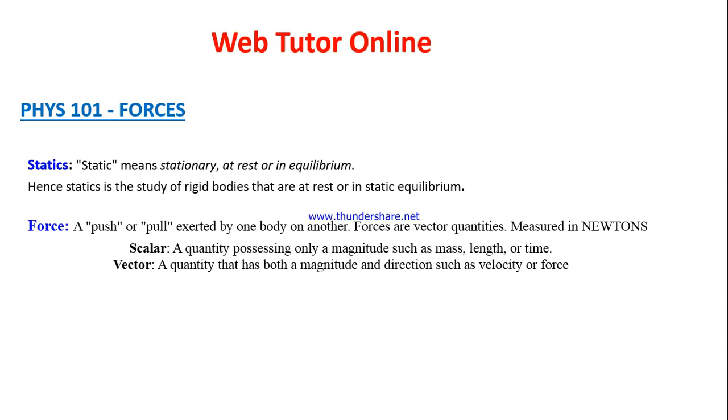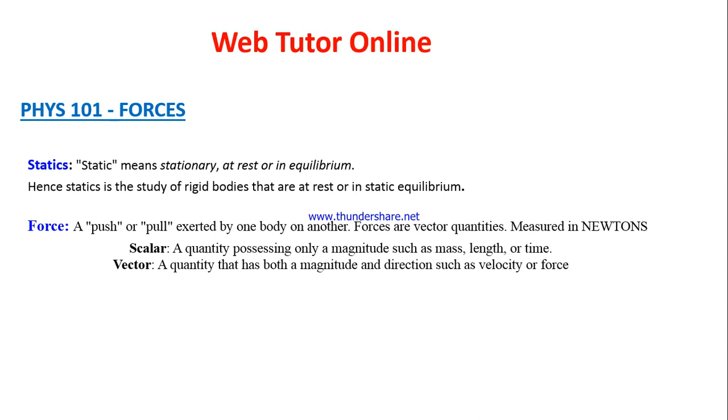So an example of a vector quantity would be velocity, or in this case, forces. They can be acting in a particular direction, up, down, east, west, right? And that gives us a little bit more information rather than just the magnitude.